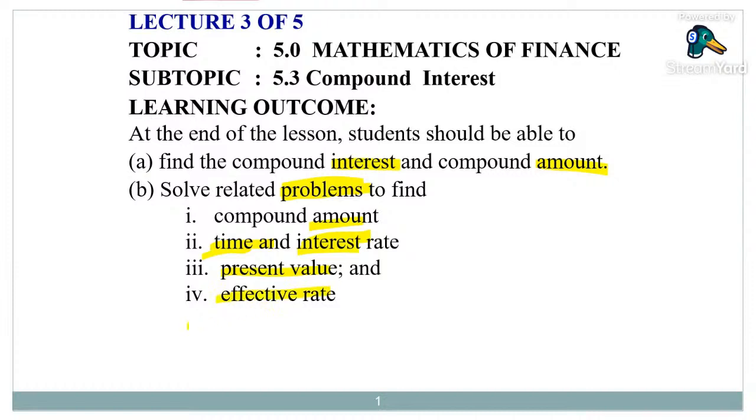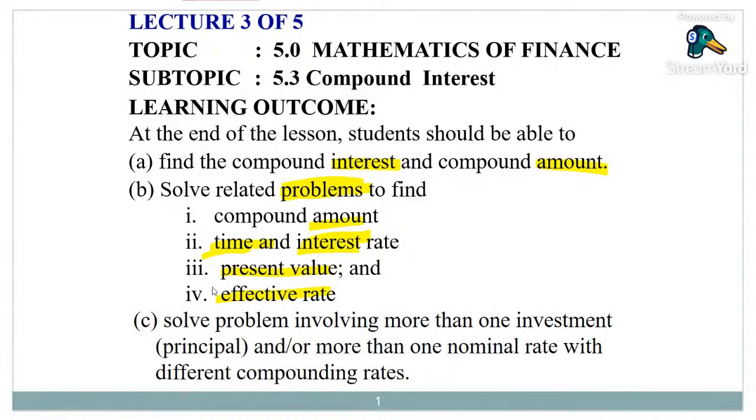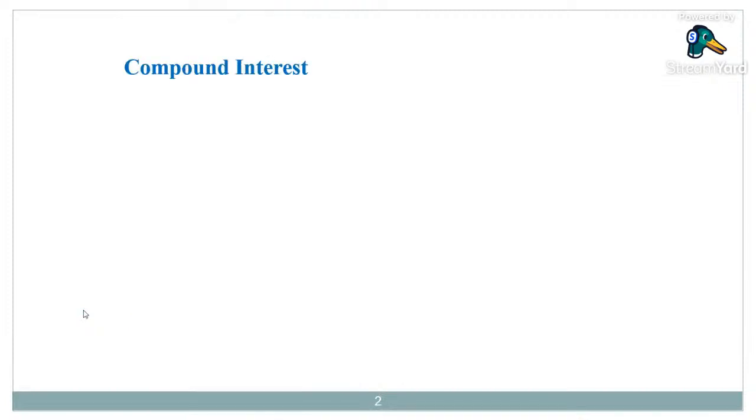Ini yang saya sebut dalam tutorial tadi. And then lastly, solve problems involving more than one investment, more than one principal or more than one nominal rate with different compounding rate. So means that kita nak cari berapa banyak jenis, kemungkinan ada lebih daripada satu jenis investment. Macam itulah lebih kurang. Okay, so compound interest.